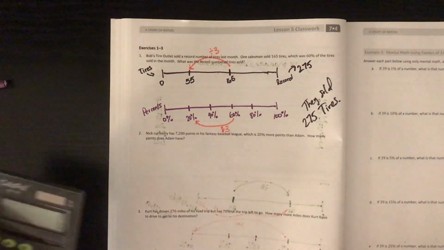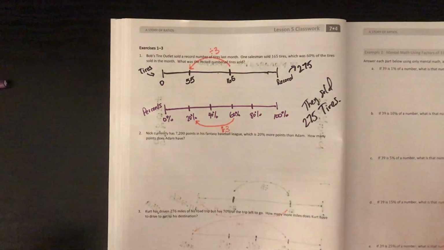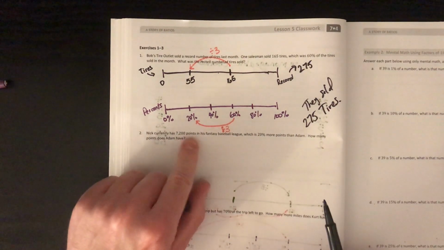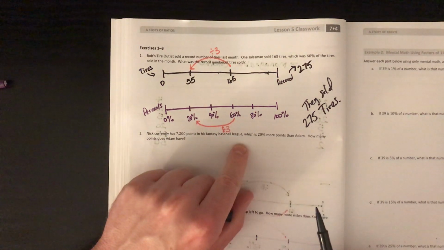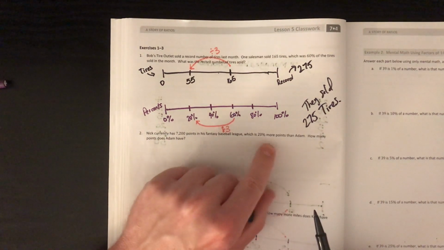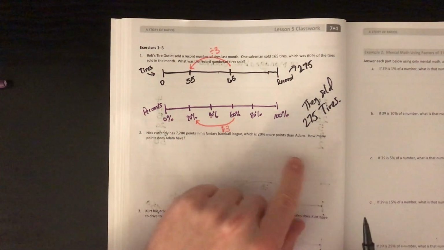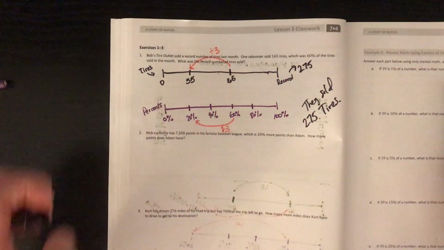All right, let's do one more. It says, Nick currently has 7,200 points in his fantasy baseball league, which is 20% more points than Adam. Ooh, this one's going to be a little bit different, a little trickier. Okay, how many points does Adam have?